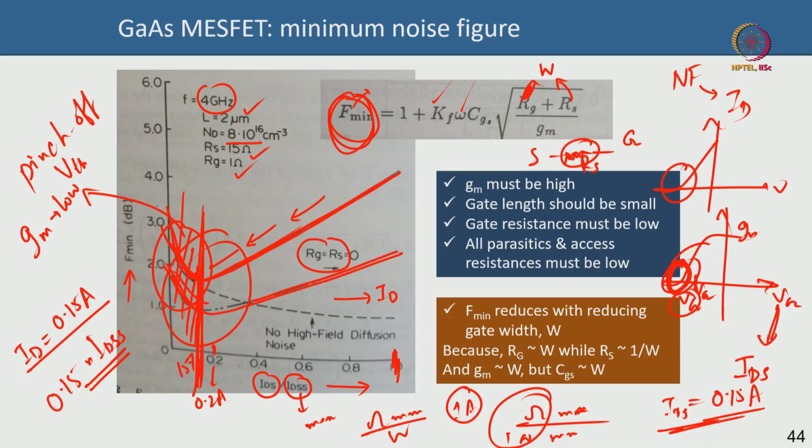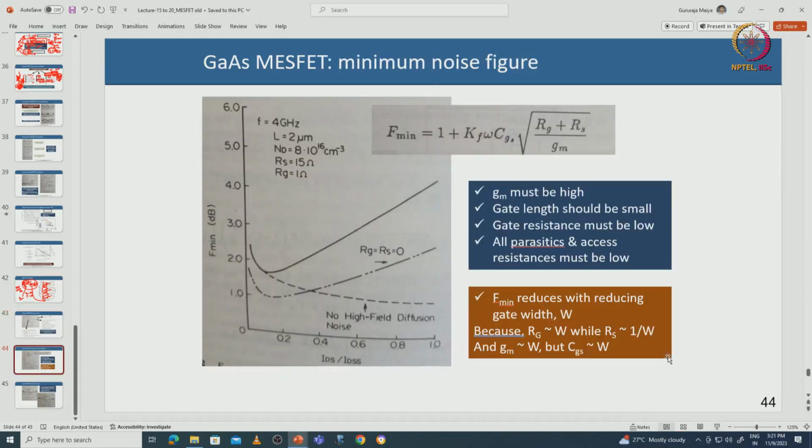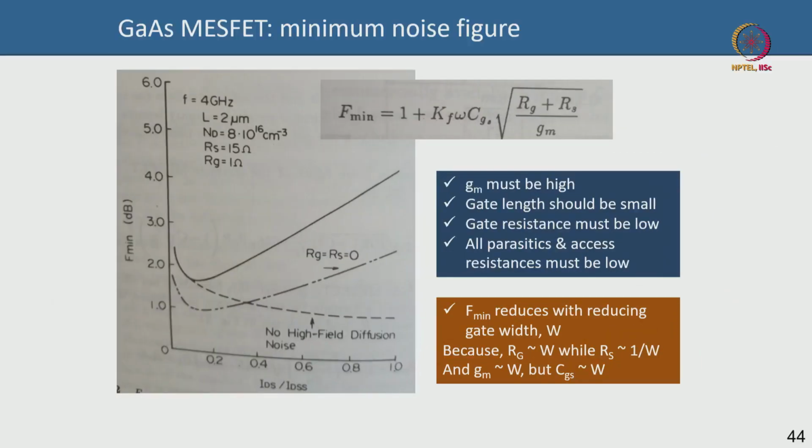If your overall current increases in absolute amps, then your overall resistance in absolute ohms also drops down. So with a higher W, your source resistance reduces, which means Rs varies as 1 by W. The source resistance drops as the W increases. However, the gate resistance exhibits the opposite trend. The gate resistance Rg actually increases with W.